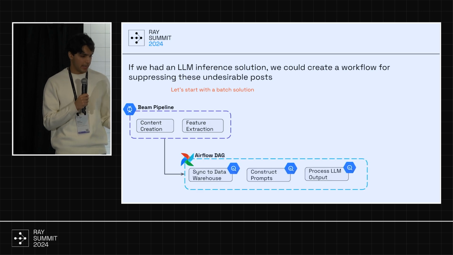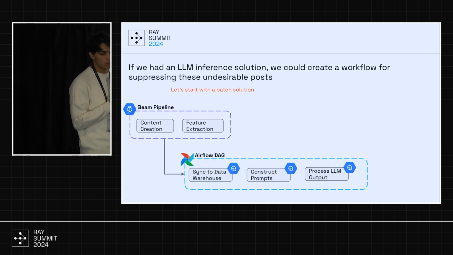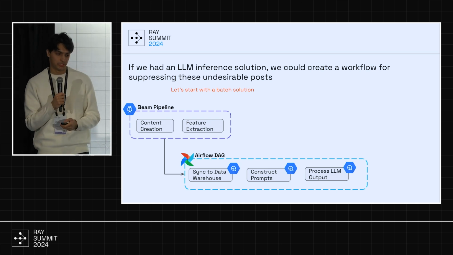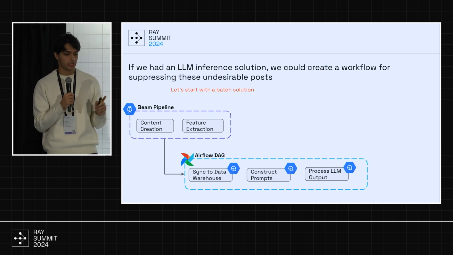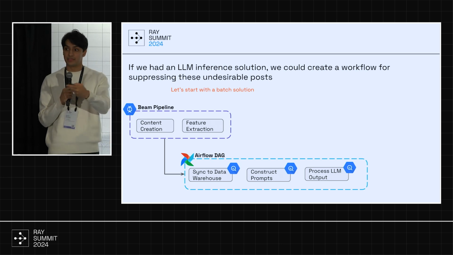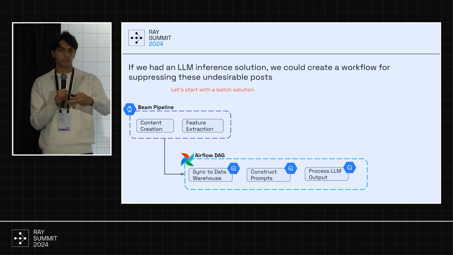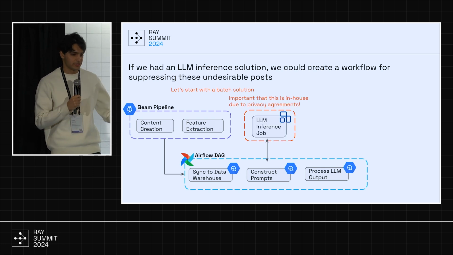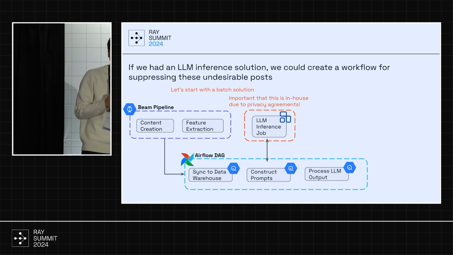Now, I promised you batch, and we will have an Airflow DAG here with the primary tasks all occurring in BigQuery as just different SQL queries, right, to maximize that accessibility piece I mentioned. In this portion, we will sync the data we obtained during feature extraction to our data warehouse. We will construct the prompts for something like identifying, is this a resume post or not a resume post? And then eventually we can process that LLM output into some useful format for downstream. Now, of course, what's missing here is the actual LLM inference piece, right? So let's put that box in place. And this is going to be an LLM job that we do through Ray.